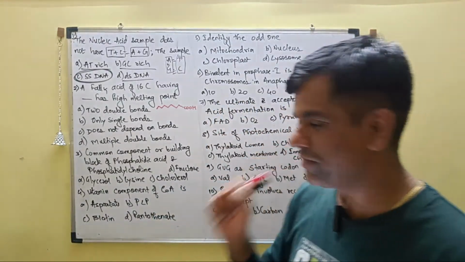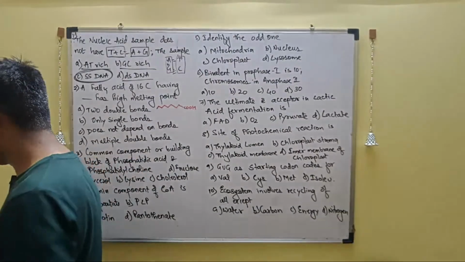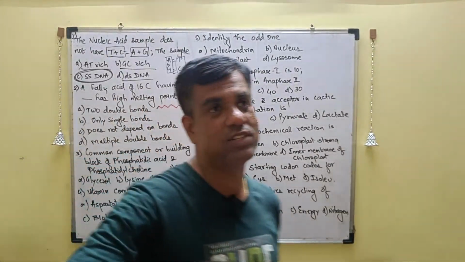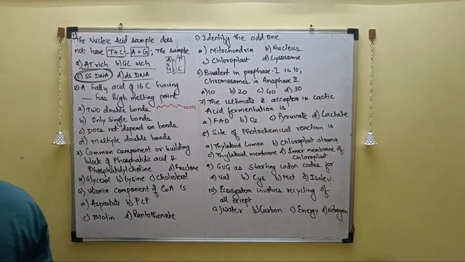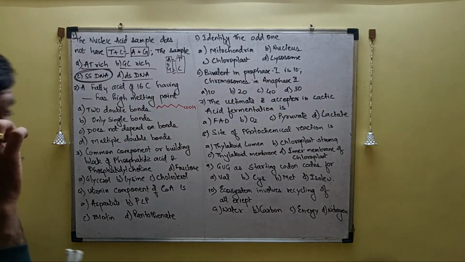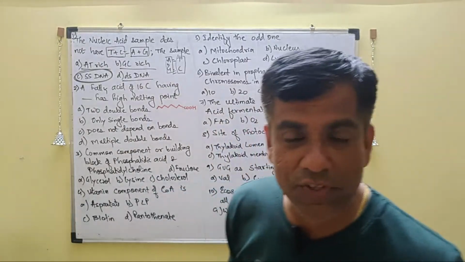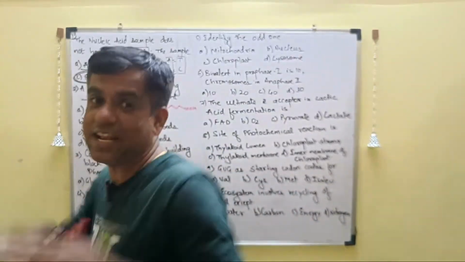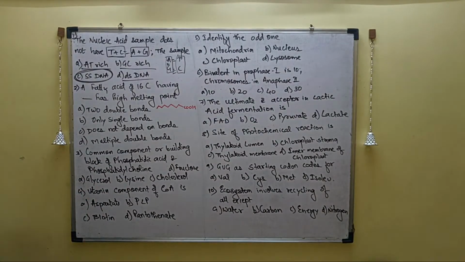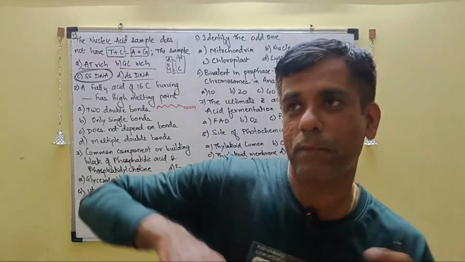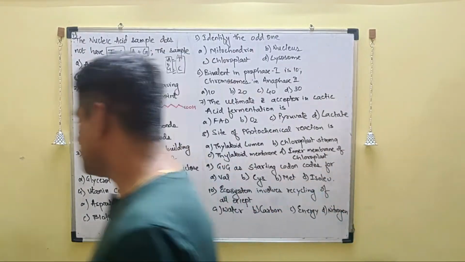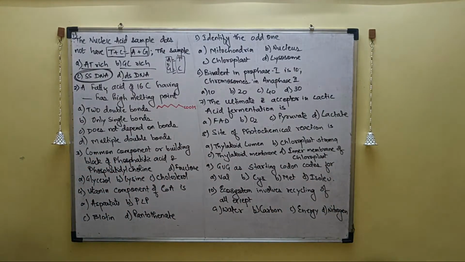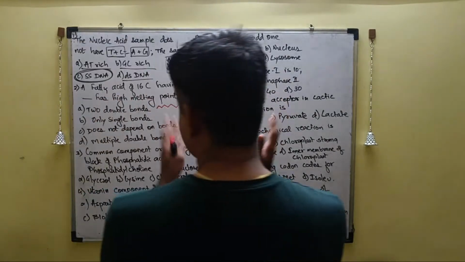So a 16 carbon fatty acid. Does anyone know a 16 carbon fatty acid, a saturated one, which has only single bonds? A very common 16 carbon fatty acid. Can anyone type it? Wonderful. Yes, it is palmitic acid, Priyanka. It is not glyceride, Prathamesh. It is palmitic acid.